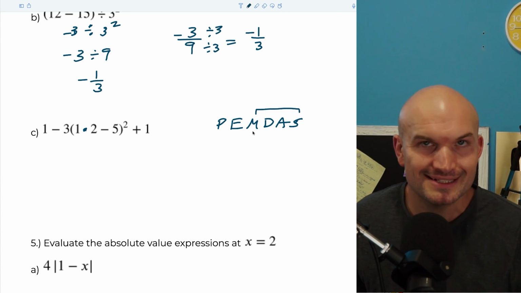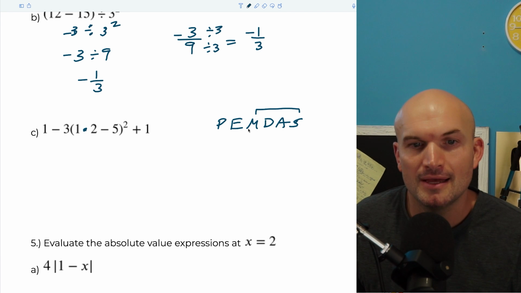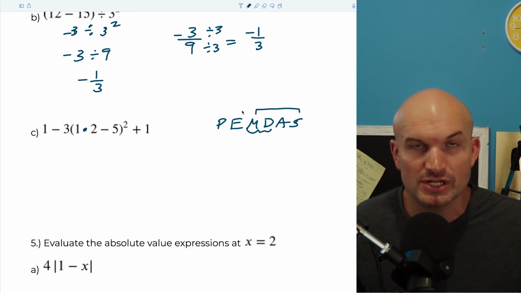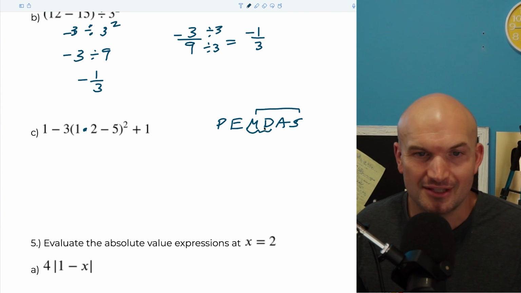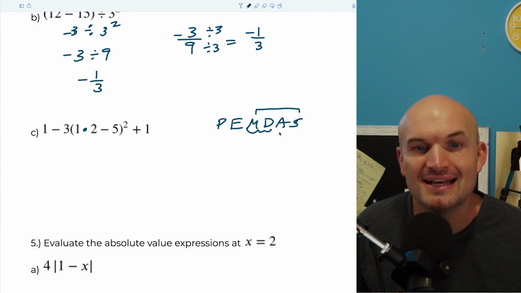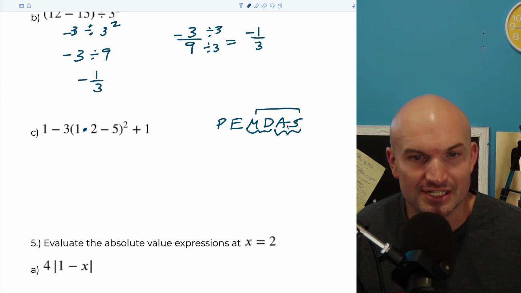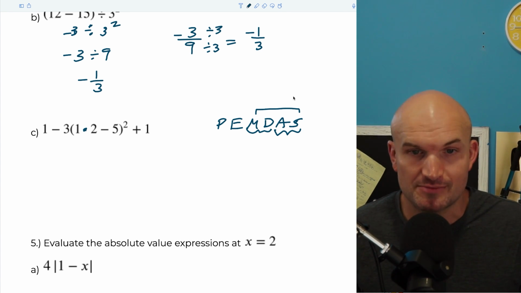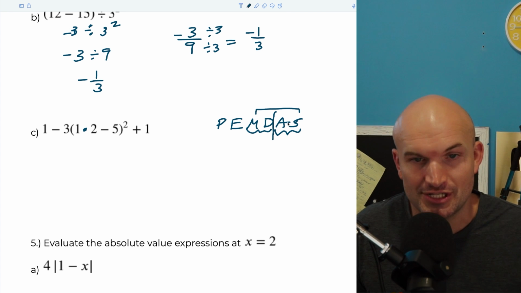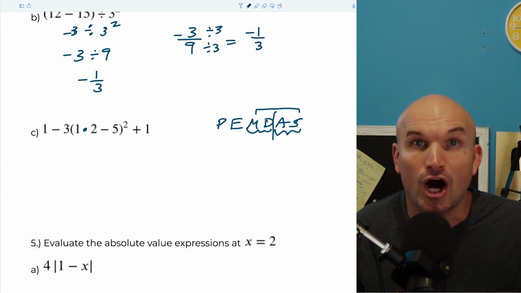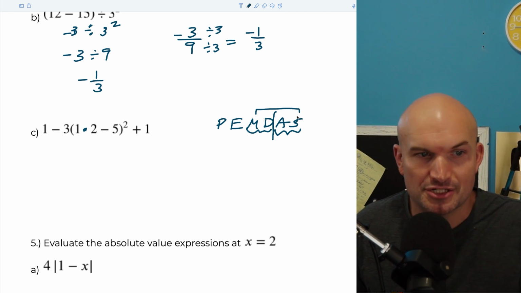Now, before I go over this, just a quick review. Just remember, multiplication and division are interchangeable. It's not that multiplication comes before division; it was just easier to say it as PEMDAS. Same thing with addition and subtraction. Addition is not before subtraction; those are interchangeable. However, there is a divide between them: multiplication and division always come before addition and subtraction.